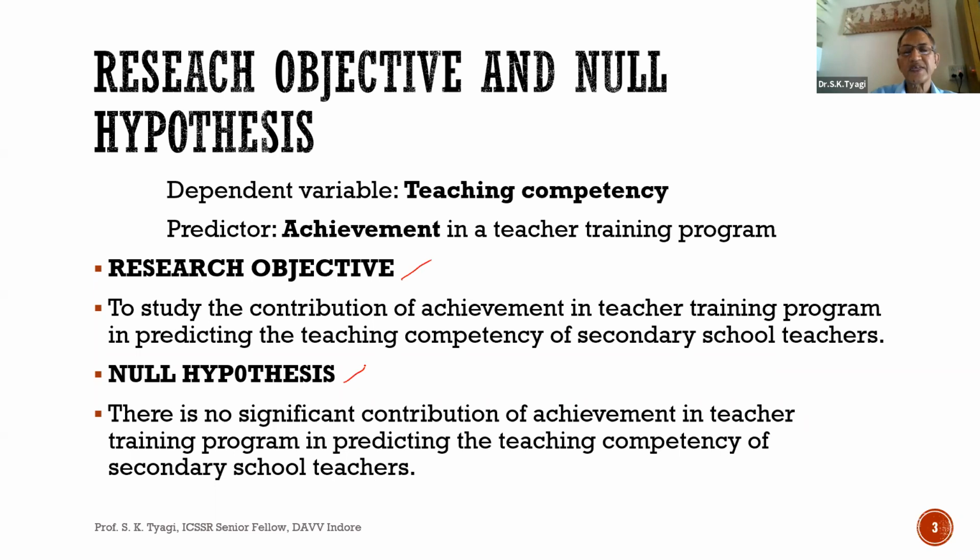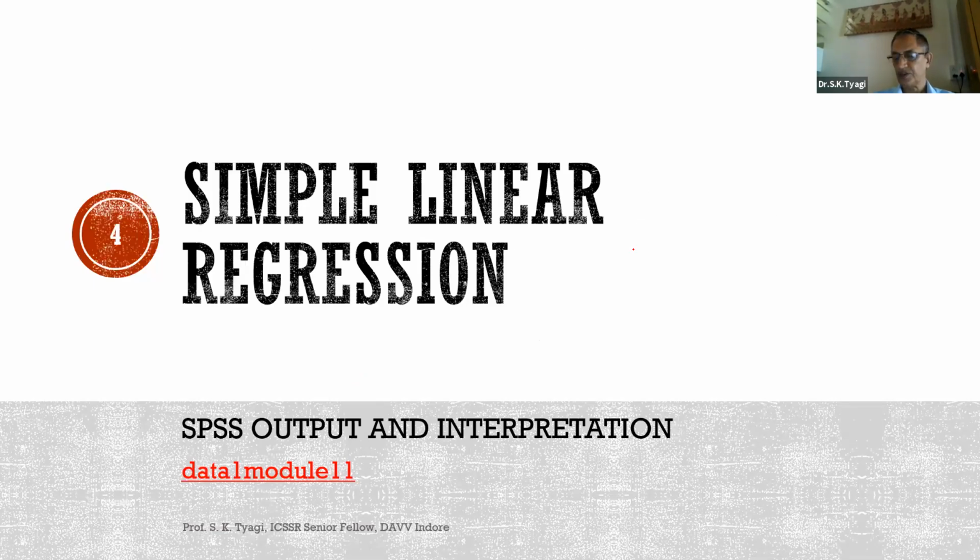So you have to mention the dependent variable. We are predicting teaching competency on the basis of achievement. So we want to study whether the achievement in teacher training program contributes towards prediction of teaching competency. This is the wording which is used. Now you know how to write the research objective, because this will be needed while interpreting the output. So I'm taking the first example, simple linear regression, SPSS output and its interpretation.